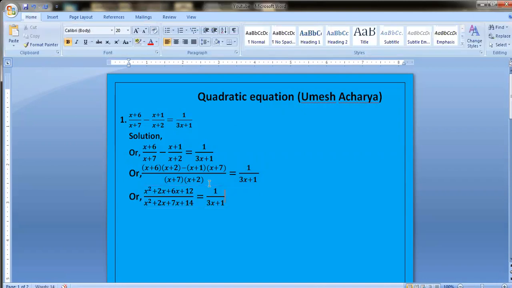Now the second term is left to multiply. Minus, we have to keep a bracket because that minus will change the sign. x into x will be x squared, and x into 7 is plus 7x, x into 1 is plus x, and 1 into 7 will be plus 7. So we multiply that second term, but we have to change the sign with that minus. So let's simplify it now. I'm just copying the things.